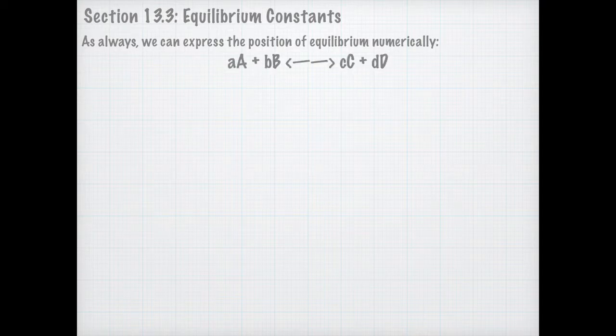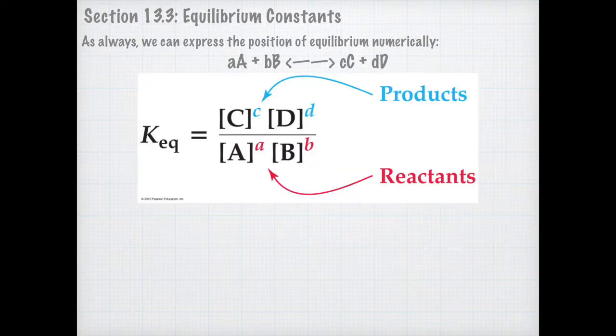So if I give you a generic reaction like the one you see below, what you will do to find your equilibrium constant, and we represent that with KEQ, okay? Your KEQ will be equal to the concentration, those brackets mean concentration, so the concentration of C, which is one of your products, raised to its coefficient, which is the little c, times the concentration of D raised to its coefficient, divided by your reactants. So the concentration of A raised to its coefficient times the concentration of B raised to its coefficient. Okay, so let's look at an example.